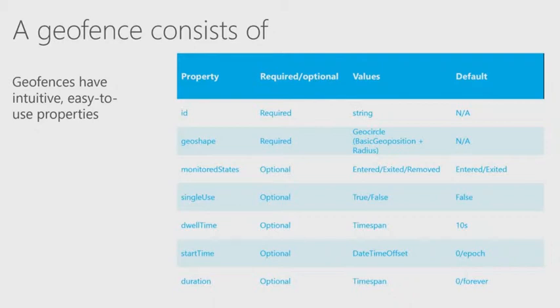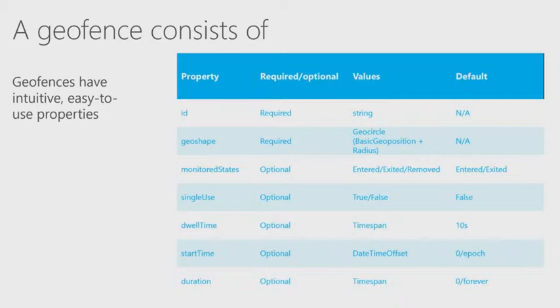So next, there is single use. Do you want to be notified every time a user enters or exits a fence, or only once? If the fence is set to single use, after it's been triggered, it will be automatically removed by the system. And so that's where the removed monitored state comes in. If you have registered for it, you would be notified when that fence was removed.